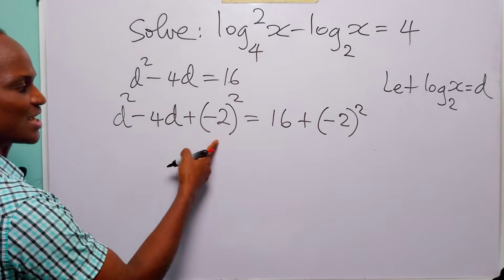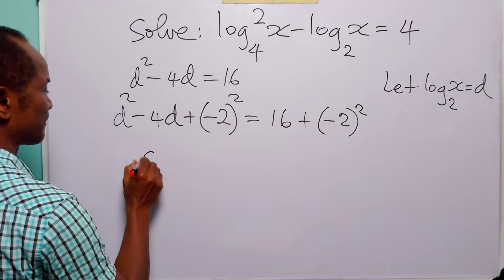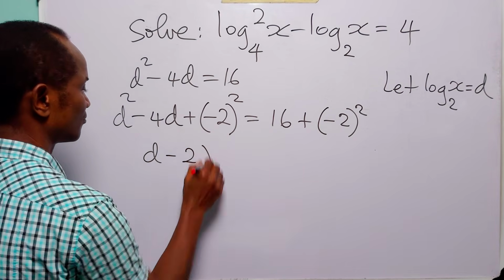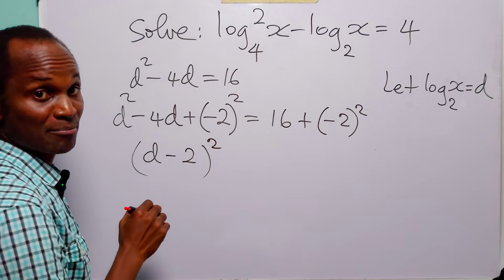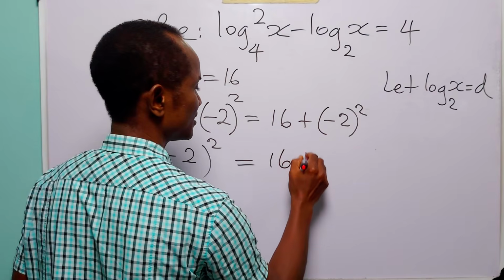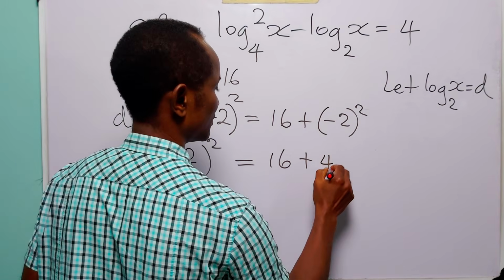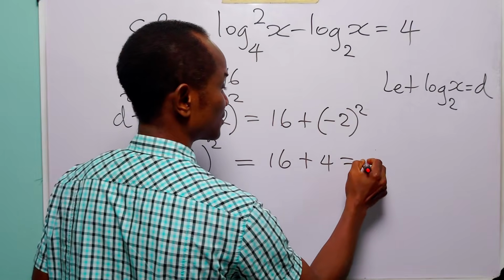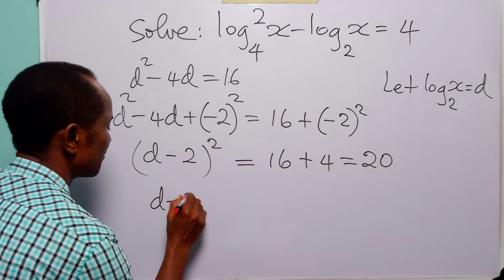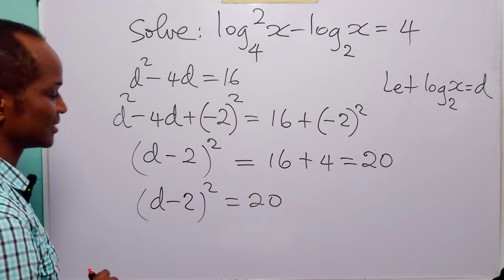Now you can see that the left-hand side of this equation is a perfect square. So we take 1d and we take 1 minus 2 and we square both. And this is going to be equal to 16 plus minus 2 squared, which is 4. And of course, this is equal to 20. So we have that d minus 2 squared is equal to 20.